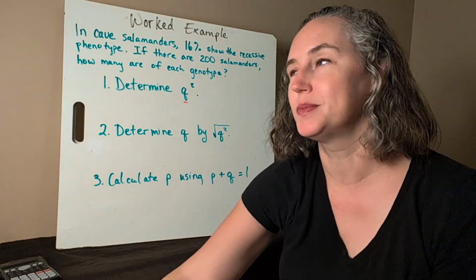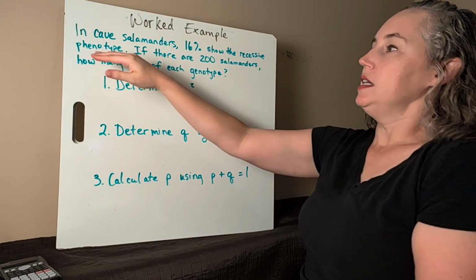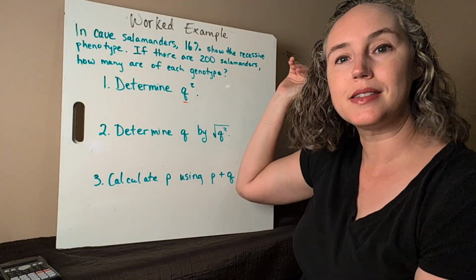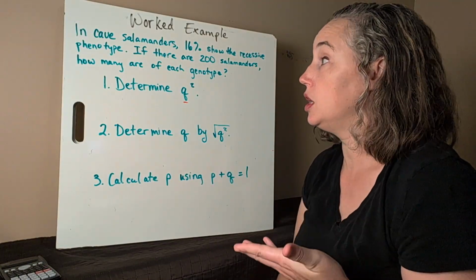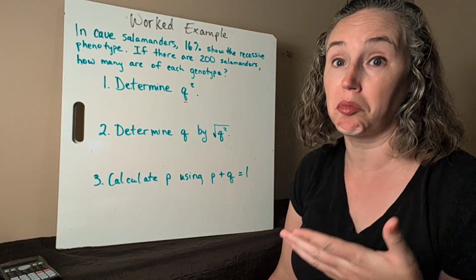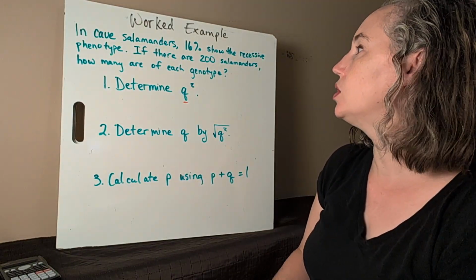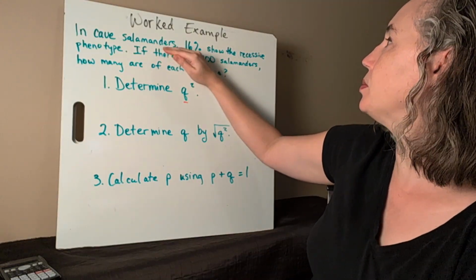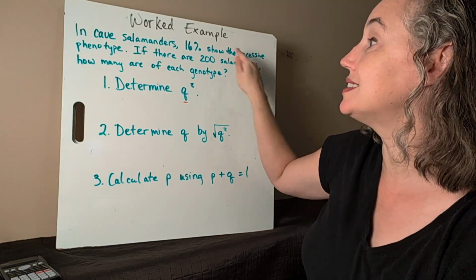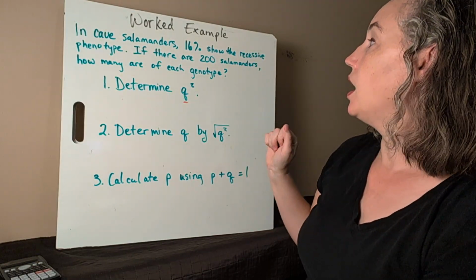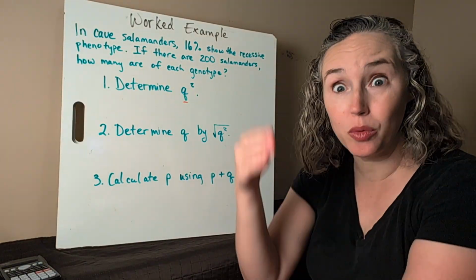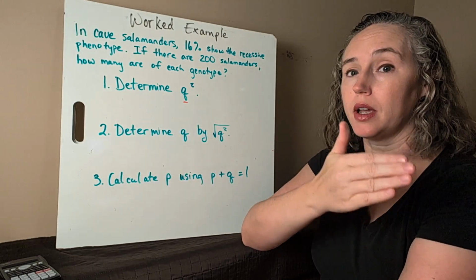Let's work a practice problem. So, in this example, in cave salamanders, 16% show the recessive phenotype. If there are 200 salamanders, how many individuals are there of each genotype? Okay, so we have information in percent form about the recessive phenotype, but it's asking us how many there are of each genotype. So how do we go from phenotype to genotype?